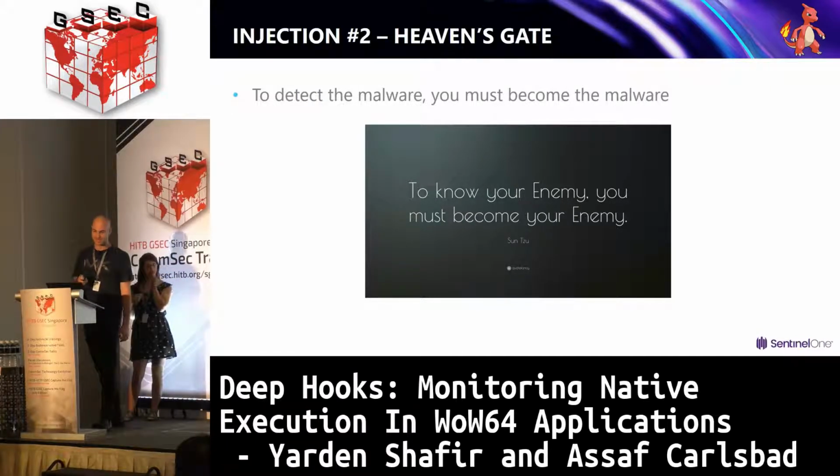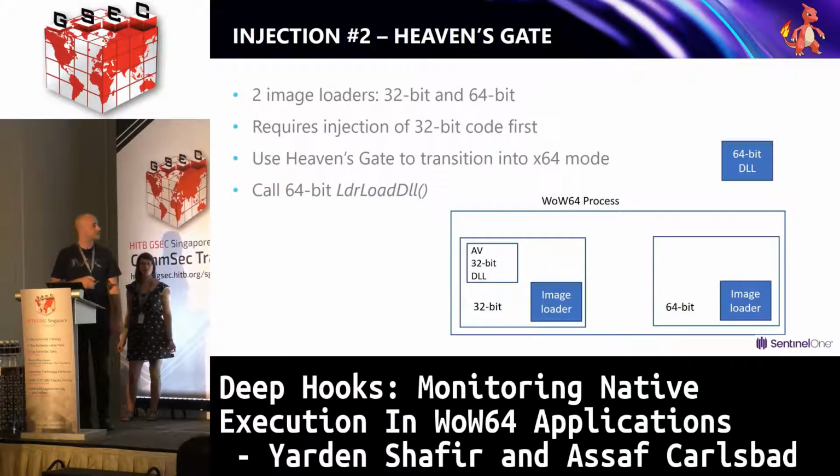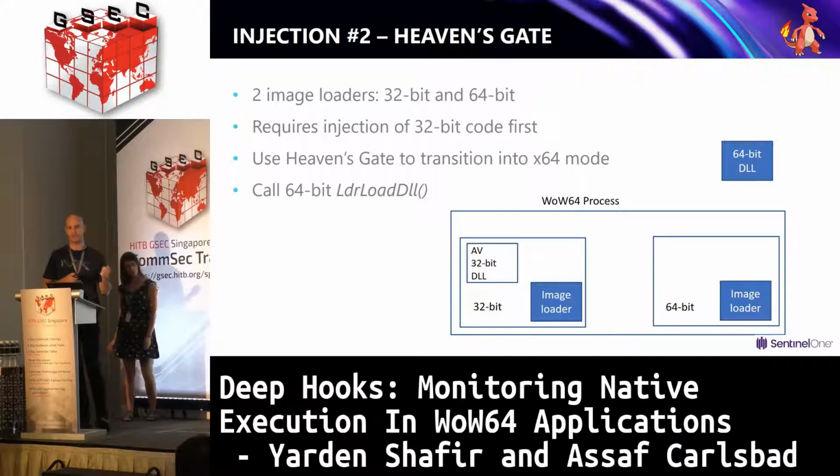So with that in mind, let's see how an AV, for example, might benefit from Heaven's Gate. What we must understand is that every WoW64 process has in it two distinct image loaders. One implemented in the 32-bit NTDLL, which can only load additional 32-bit images, and one implemented in the 64-bit NTDLL, which can only load additional 64-bit images.